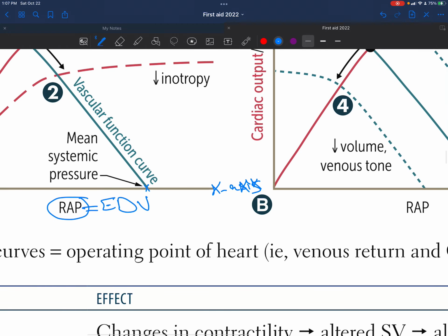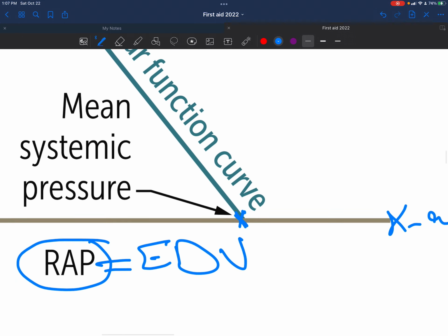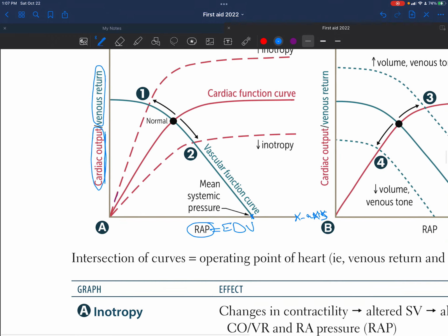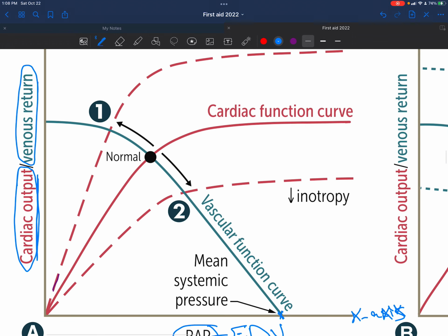Now, there's another point here called the mean systemic pressure. It's a theoretical point. It's not real. It doesn't happen in real life, but it's only for easier understanding of the process. So this mean systemic pressure equals the pressure in the right atrium when the venous return is 0. So this is how much pressure is in the right atrium if there is no blood going back to it, and this does not happen in real life. So what we have here is this is normal.